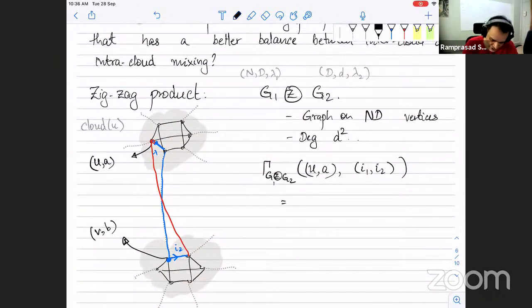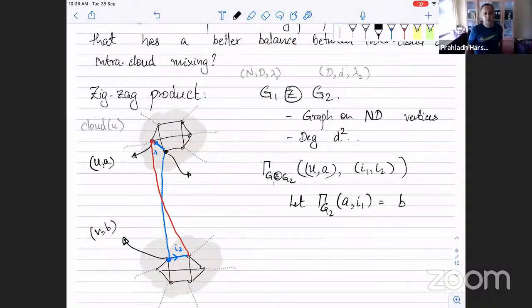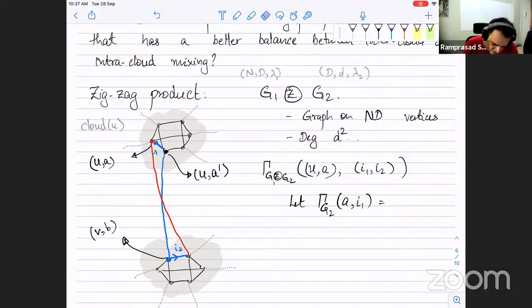So what do I need to do? Let's write this as an algorithm. Let gamma G2 of (a, I1) be equal to, well, I didn't give it a name. So let's call this a prime. Okay, so this is a prime.